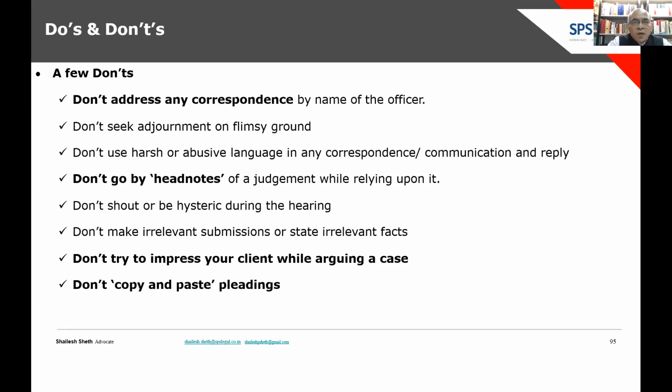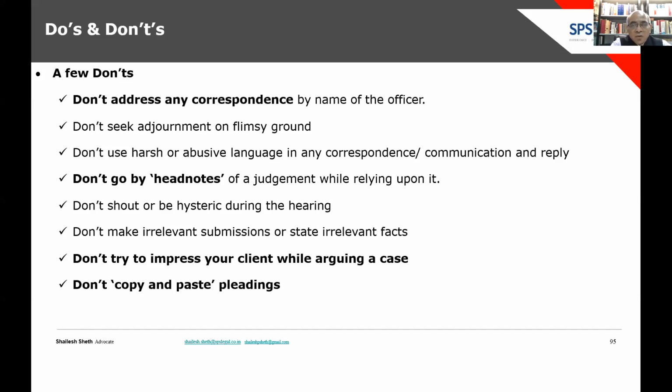Don't seek adjournment on flimsy ground. If adjournment of the hearing becomes necessary, then very clearly state the reason. Don't fall into the trap of saying that I am out of station. It is very easy for the department to prove in a minute whether you have been out of station, whether you have been in a town when you claim to be in Kolkata or in Mumbai. So all these are age-old practices, with no value now. I mean, we have gone too far ahead on this.